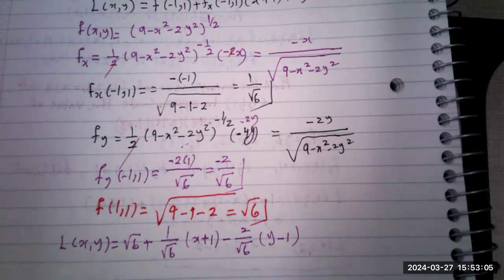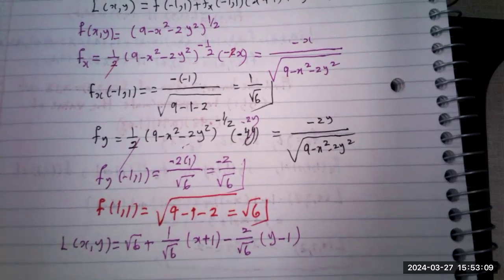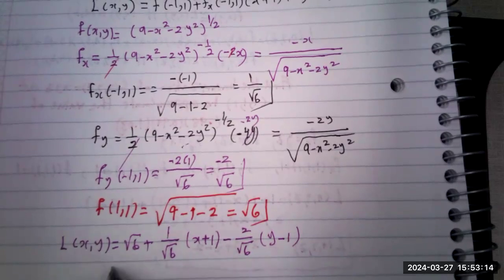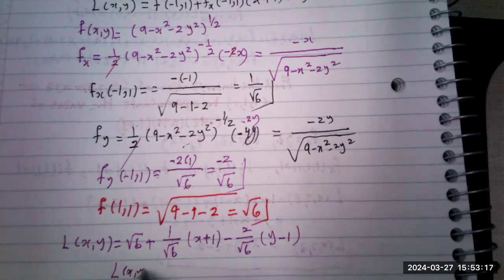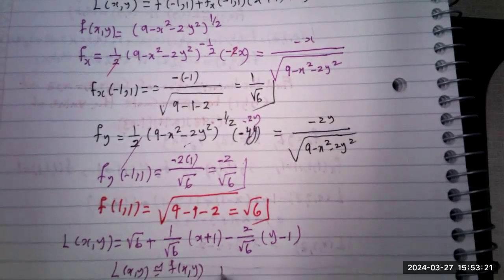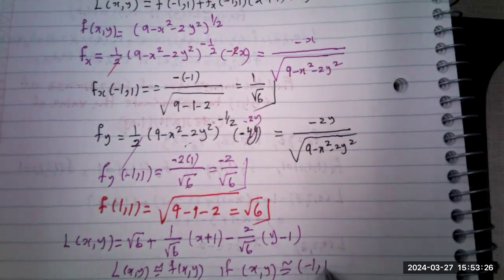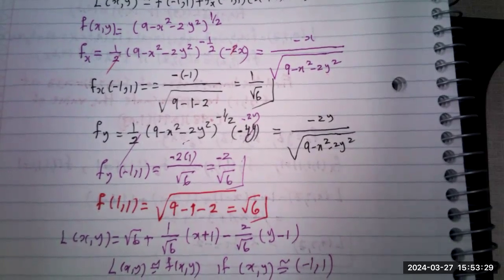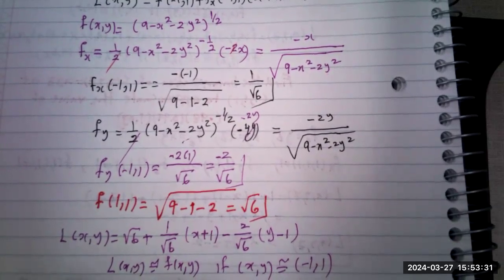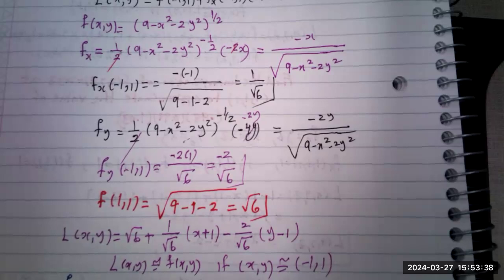I did simplify the other one because that was easy, but we don't need simplification. We just use the idea that this is it. So L of x comma y is the same as f of x comma y, if x comma y is going to be close to the -1. So the one that we are interested in is what? F of the given one: -0.91 and 0.82.